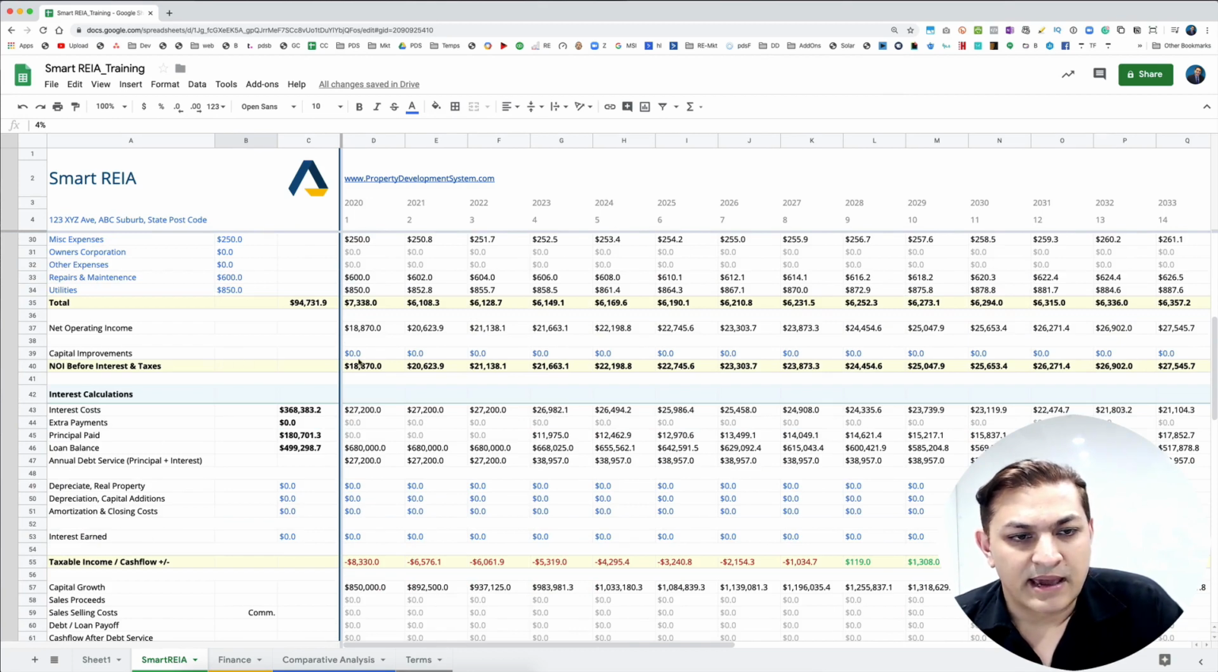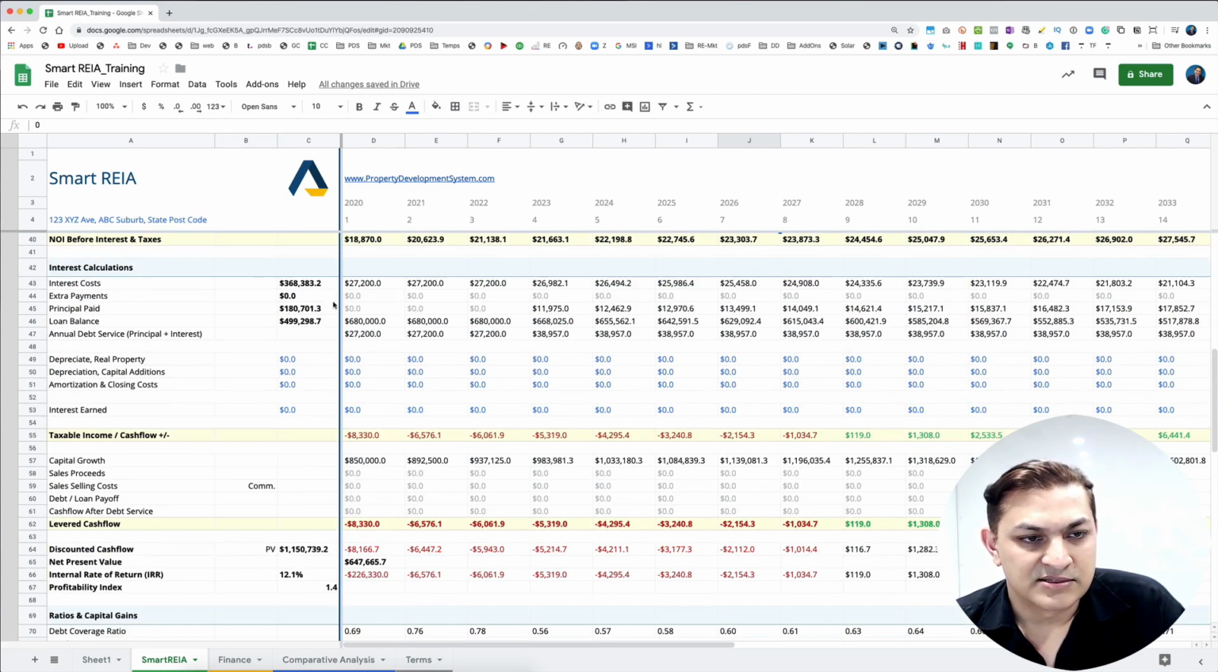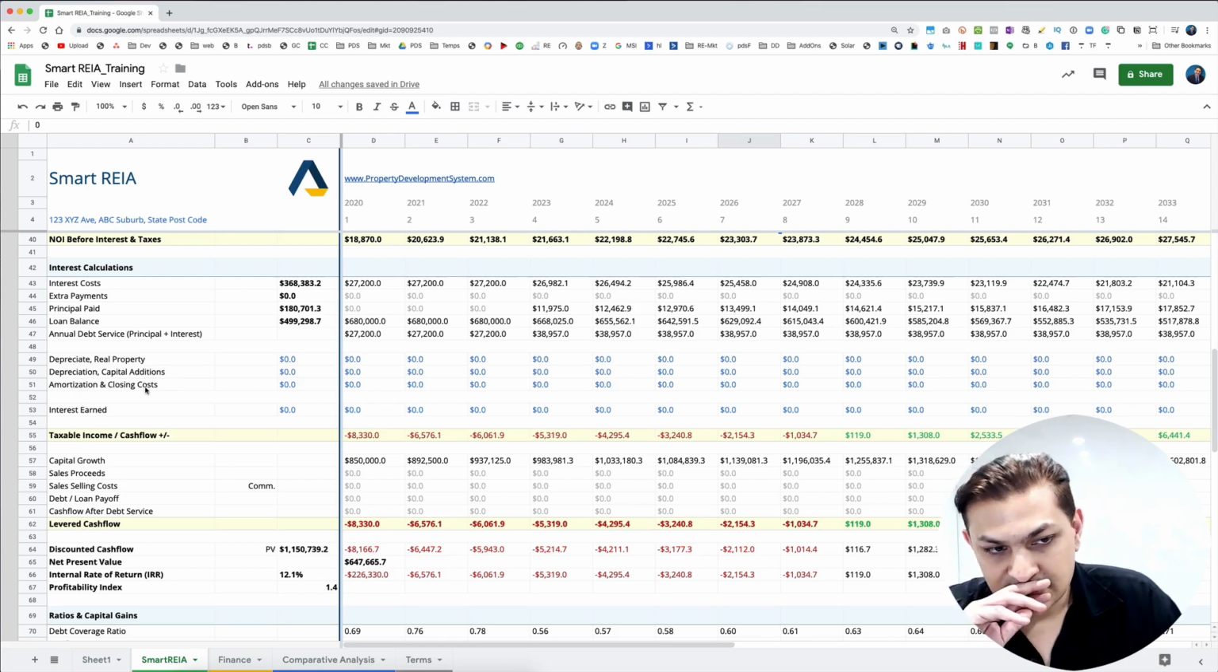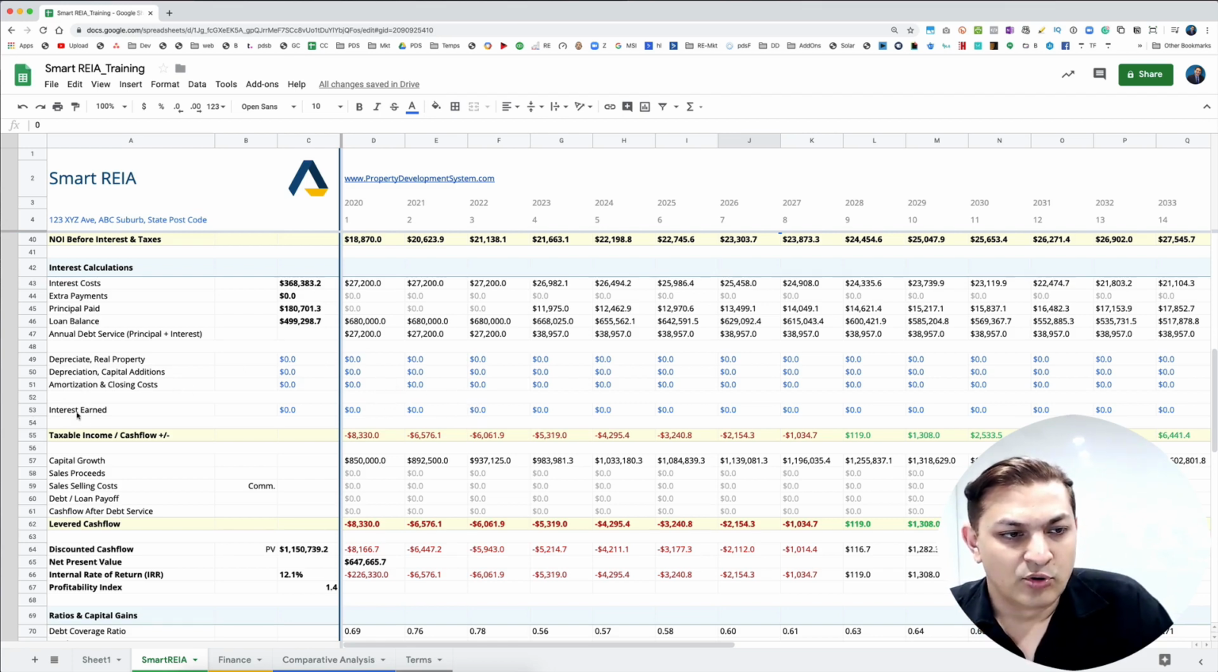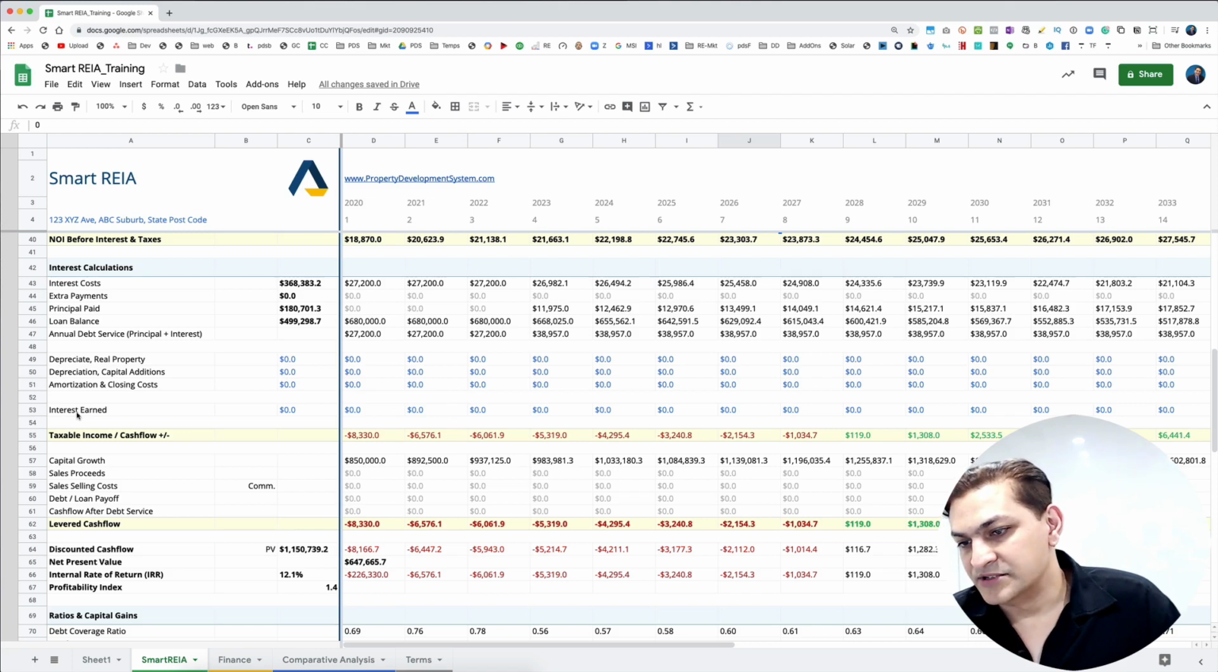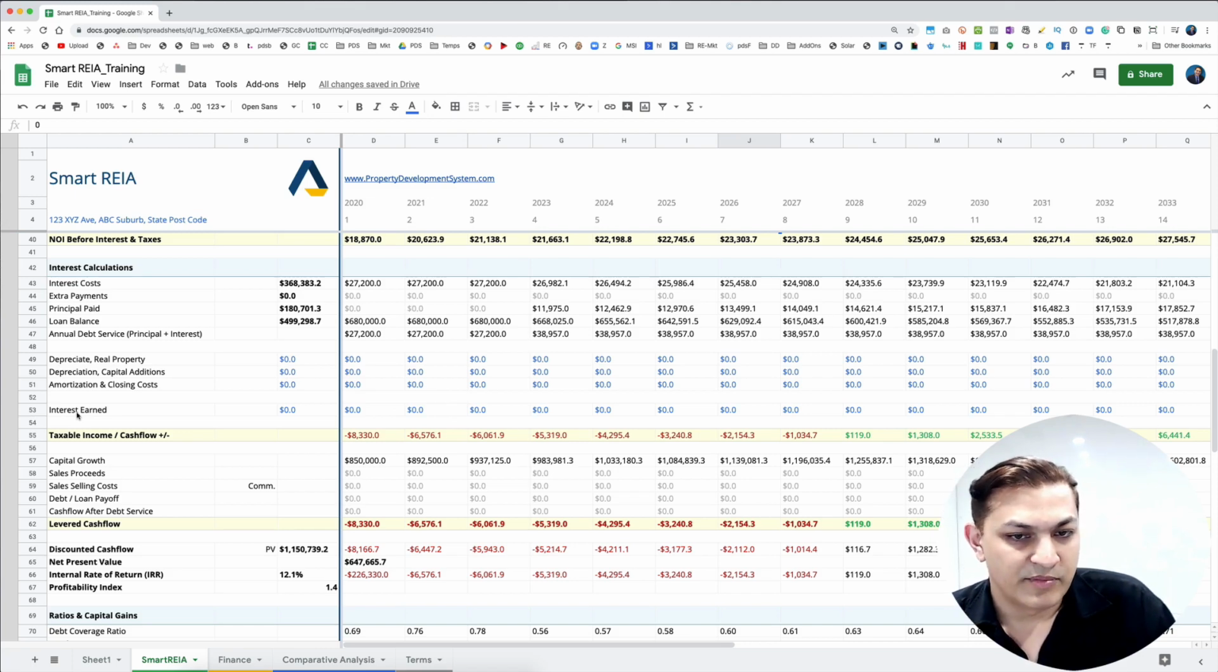If you do make capital improvements, you have to come in and put them in manually for that year, and then it does all the interest calculations for you. Now this is all a manual section, where you can put in your depreciation for the year, capital additions, amortization and closing costs. And if your property does make extra interest, or if you make that money, you'll put that in here.